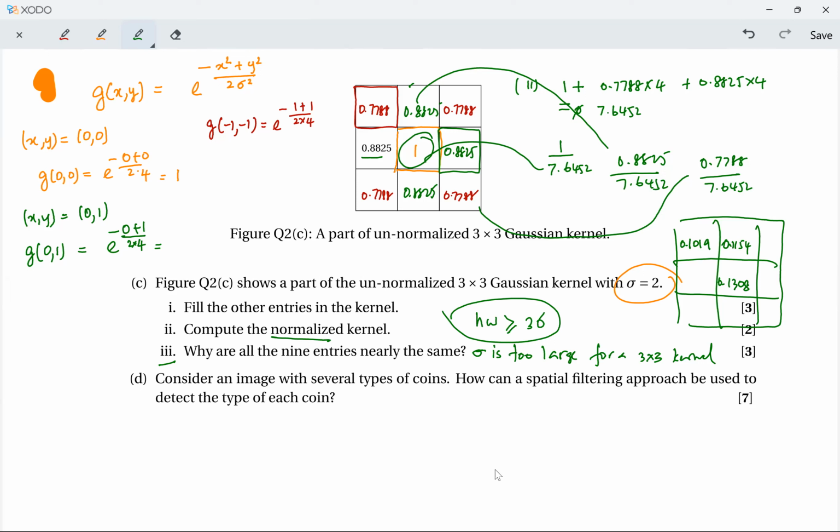Consider an image with several types of coins. How can a spatial filtering approach be used to detect the type of each coin? The image may contain a coin like that, maybe a coin like this, different kinds of coins. We assume that the shapes of these coins are different. So what we have to do is take the templates of those coins, consider them as the kernel, and then carry out filtering.